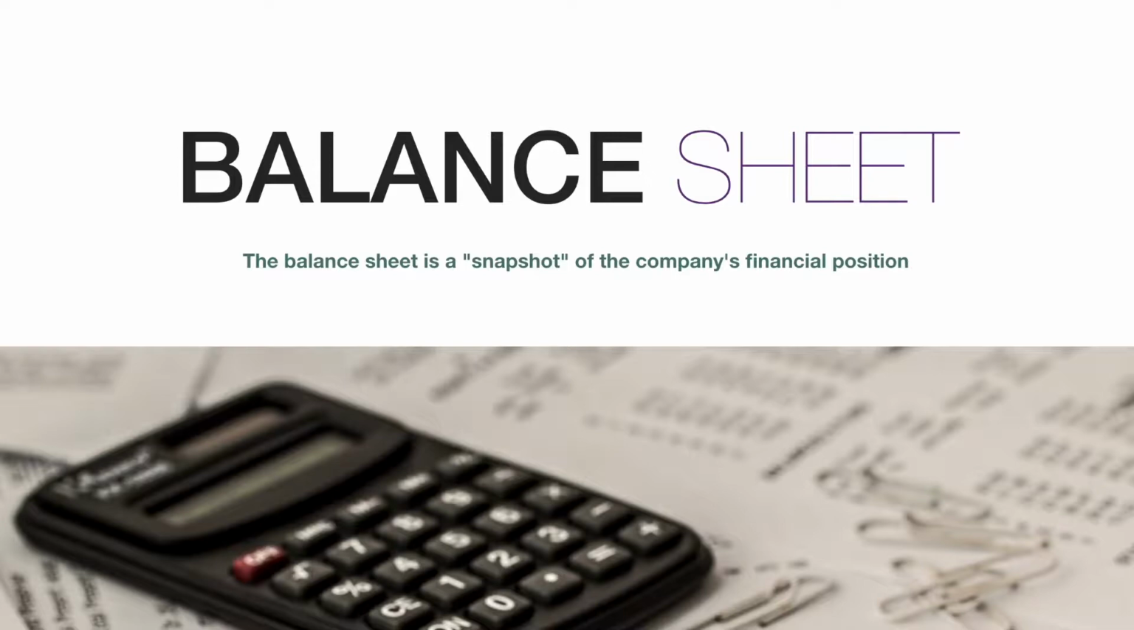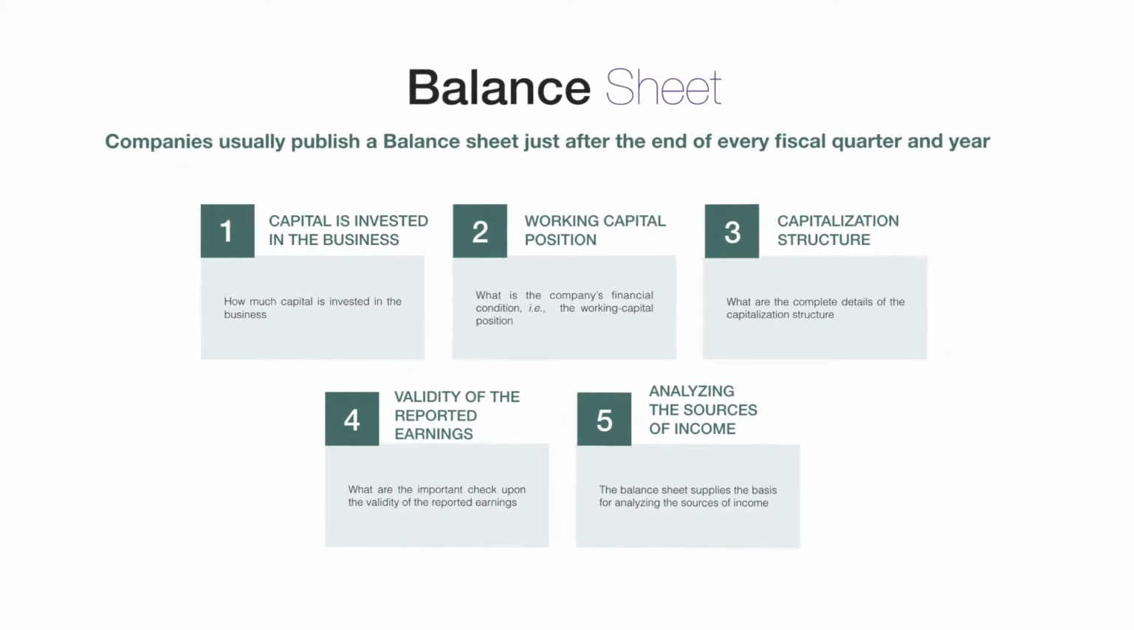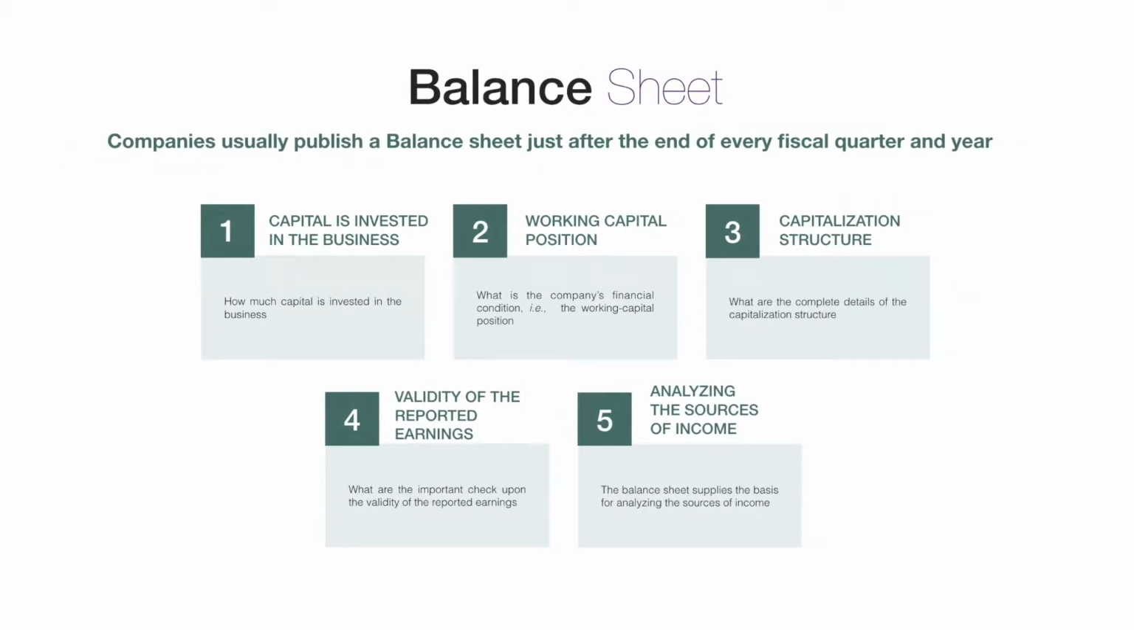In our last video, we discussed what a balance sheet is. You can find the video link in the description below. We discussed there are 5 important takeaways that every investor has to get from the balance sheet. Those are: number 1, how much capital is invested in the business. Number 2, working capital position. Number 3, capitalization structure. Number 4, validity of the reported earnings. Number 5, analyzing the sources of income.